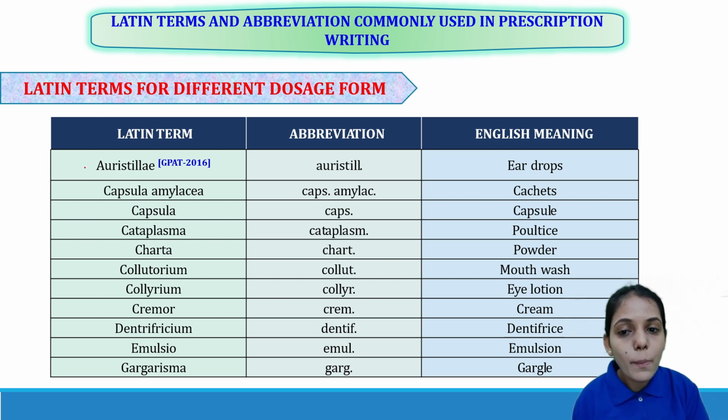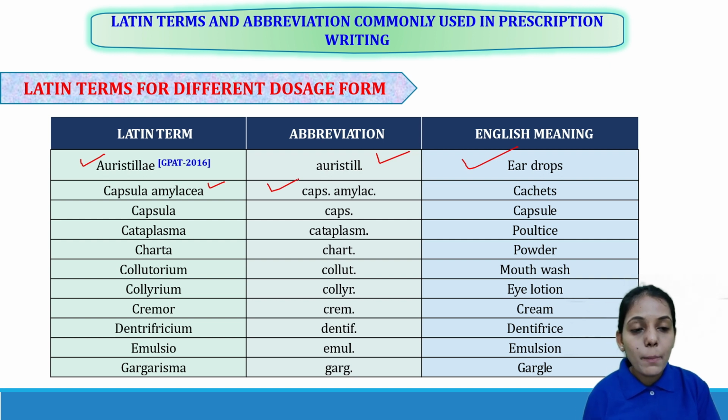So this is a JIPMAT 2016 question. Auristilla means related to ears, right? So the abbreviation is Auristill, and it is nothing but eardrops. Related to auris, that is nothing but eardrops. Capsula amylacea. So the abbreviation is Caps amylac. That is nothing but cachets.